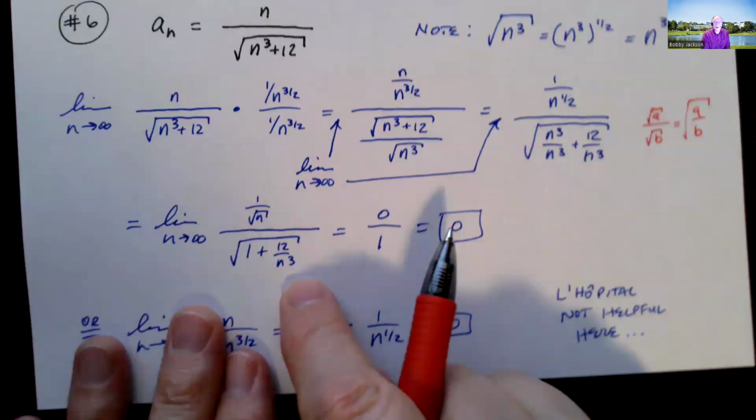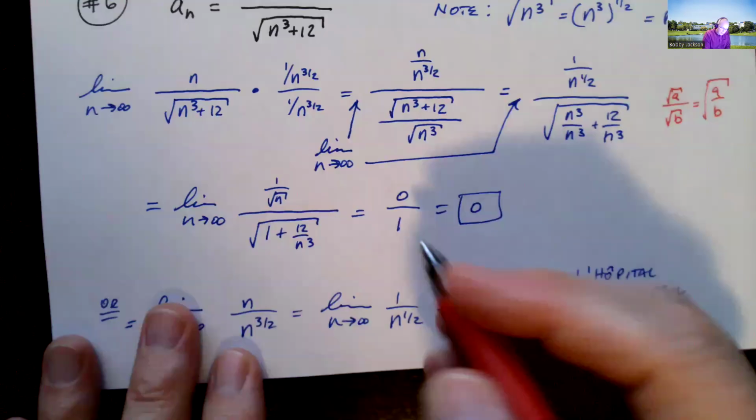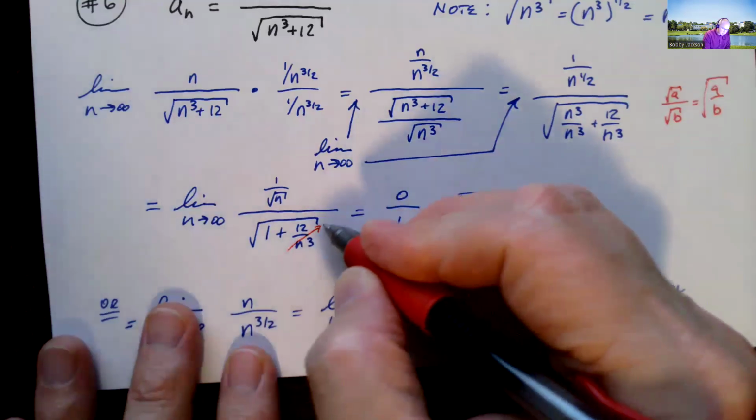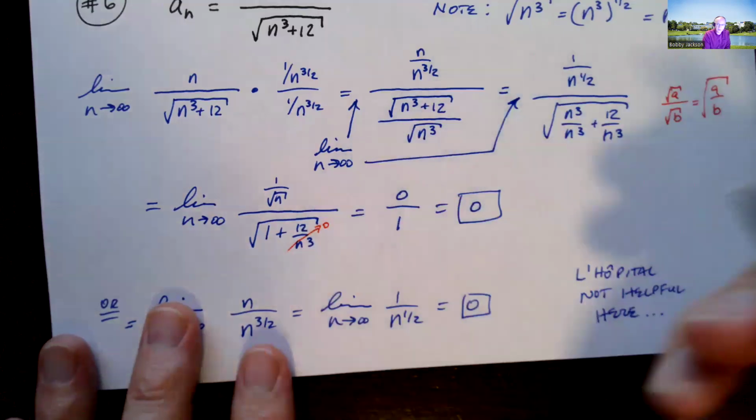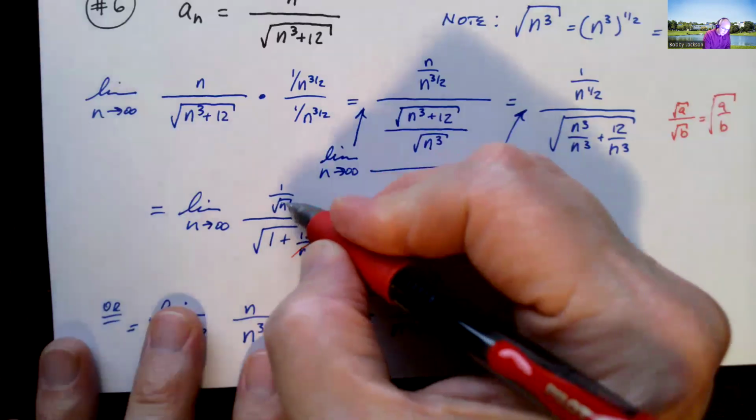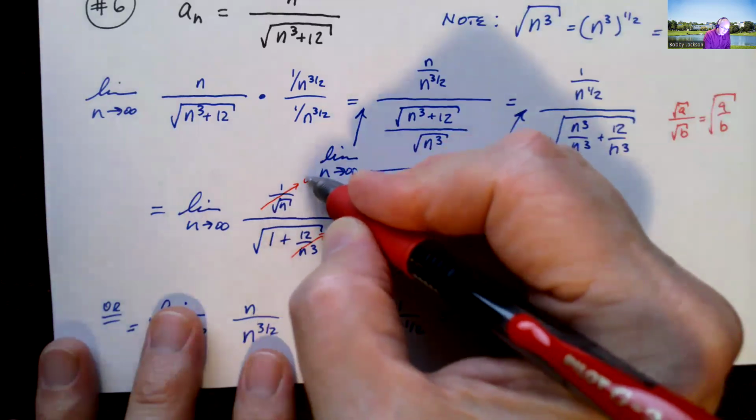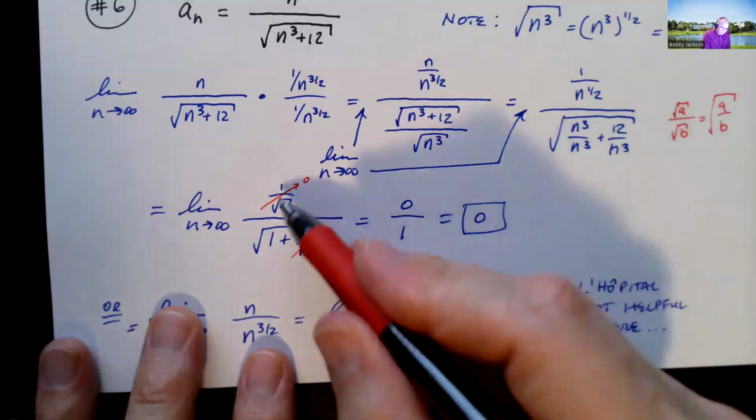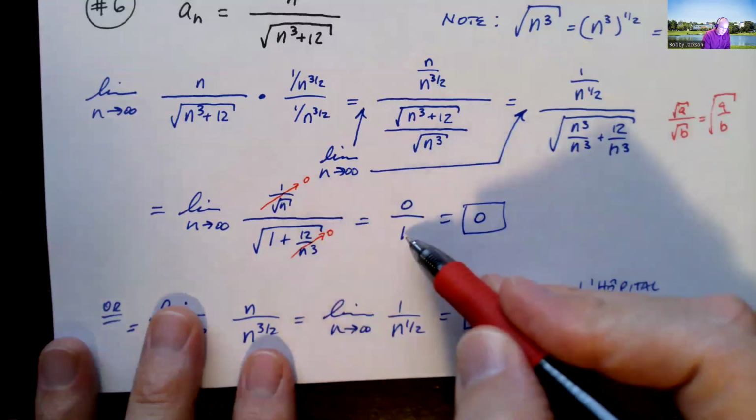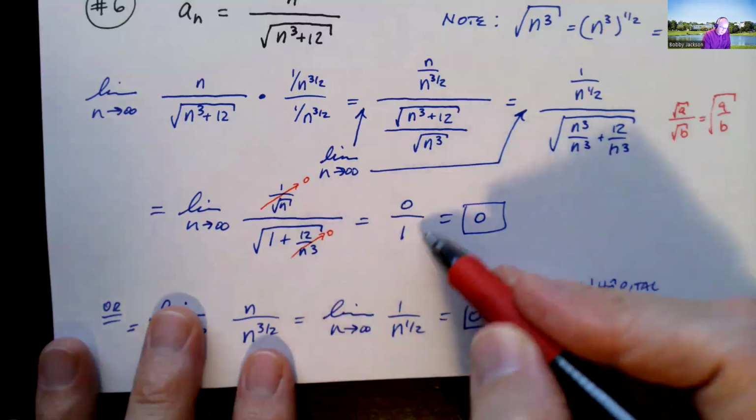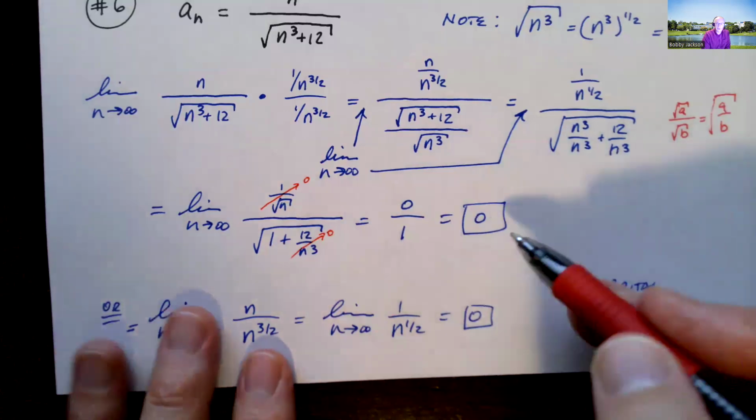And now I take the limit as n goes to infinity. And notice this fraction here is going to 0 because 12 over infinity is going to 0. And here, the square root of n goes to infinity as n goes to infinity. So this is 1 over infinity form. That's going to 0. And what we're left with is 0. 1 plus 0 is 1. Square root of 1 is 1. So this ratio, 0 divided by 1 is 0. So the limit is 0.